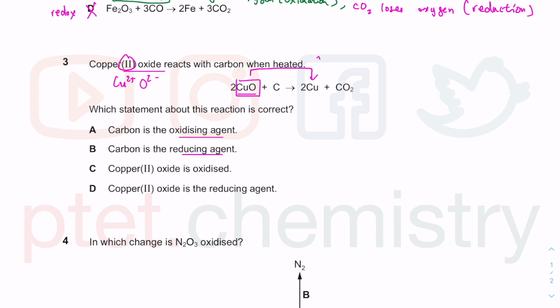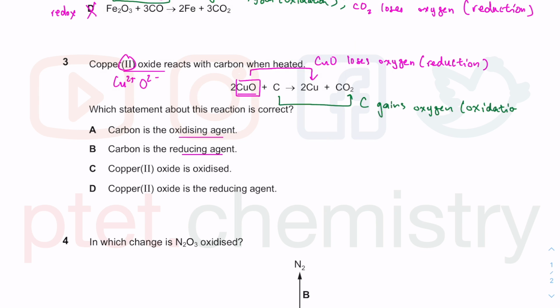CuO going to Cu, so the CuO loses oxygen. And when you have loss of oxygen, that is what you call reduction. What next? We have carbon. So the carbon gains oxygen. And when the carbon gains oxygen to form CO2, that is what you call oxidation. So you get both oxidation and reduction in the same reaction, you get an overall redox reaction.